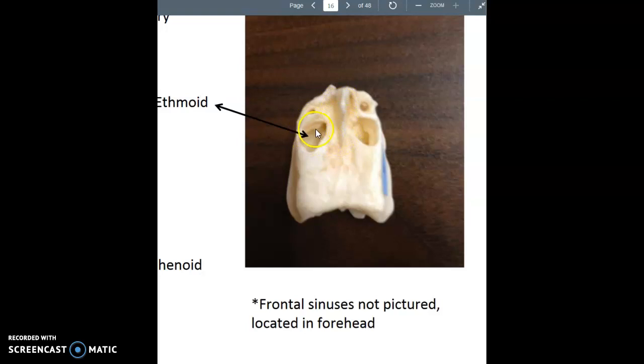Now, again, these big holes are actually sinuses, or space inside a bone. These would be ethmoid sinuses. But what we're talking about right now is this depression and that ridge. And this is looking down on top of it. The brain would fit over top of this.